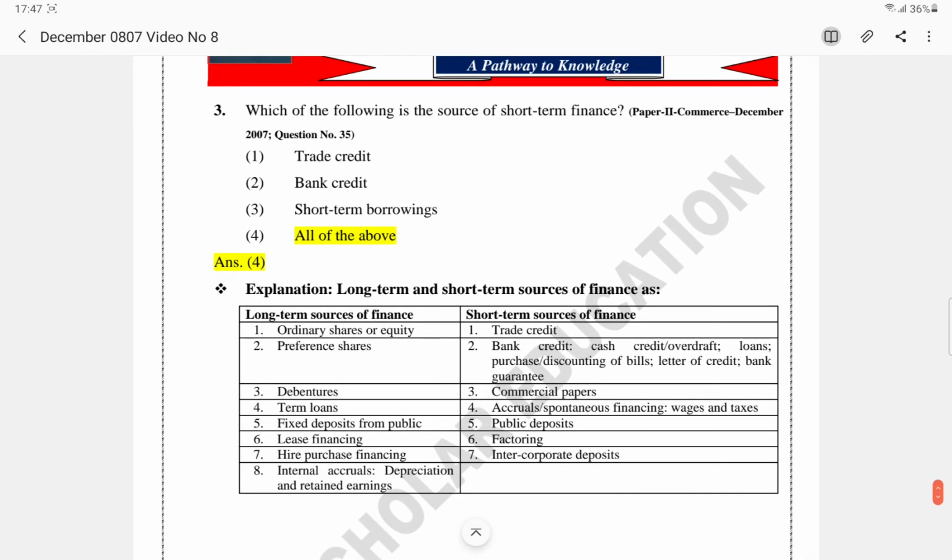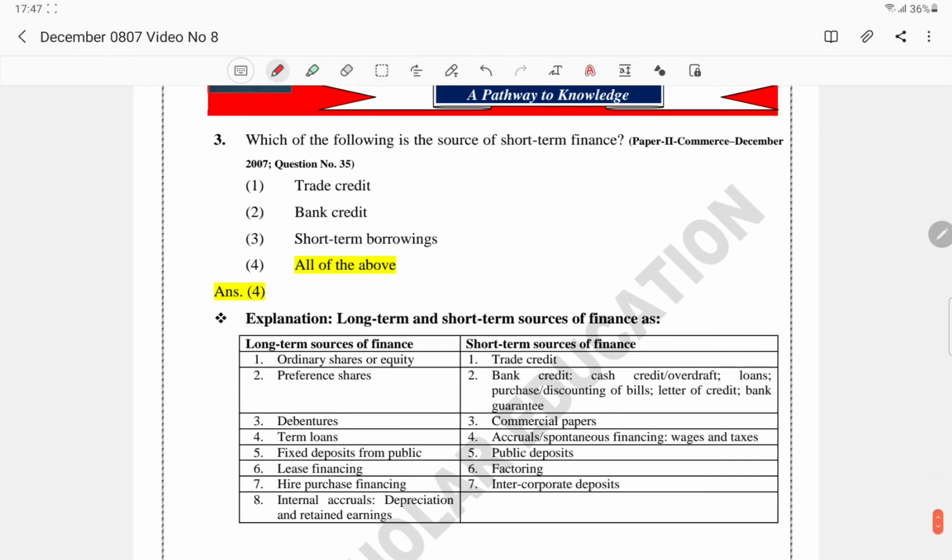Okay, next is: which of the following is the source of short term finance. Four options are given: trade credit, bank credit, short term borrowing. So all of the above are sources of short term finance.